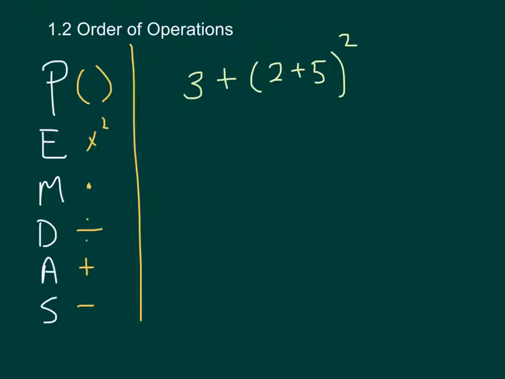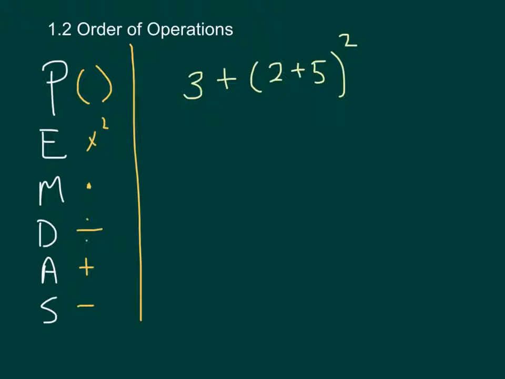I want to identify the operations. I see that I have addition. I also have addition inside the parentheses. And I also have an exponent. So now I have to determine what I'm going to take care of first. And since I have parentheses right here, I'm going to perform whatever of these operations is inside the parentheses.